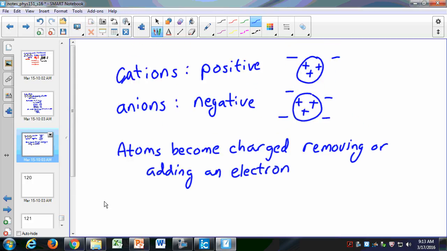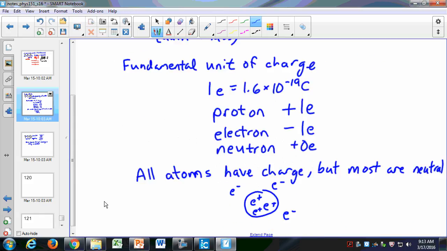Let's go back to one other thing. One of the results of this fundamental unit of charge, that all charge is made up of this, is that you can only have particular quantities of charge. That is to say that charge is quantized.